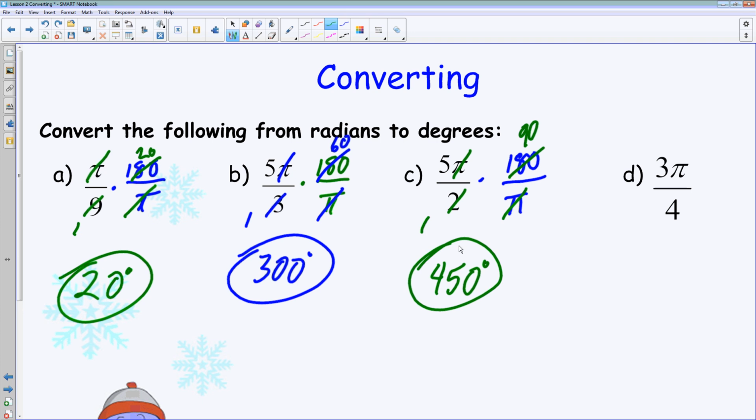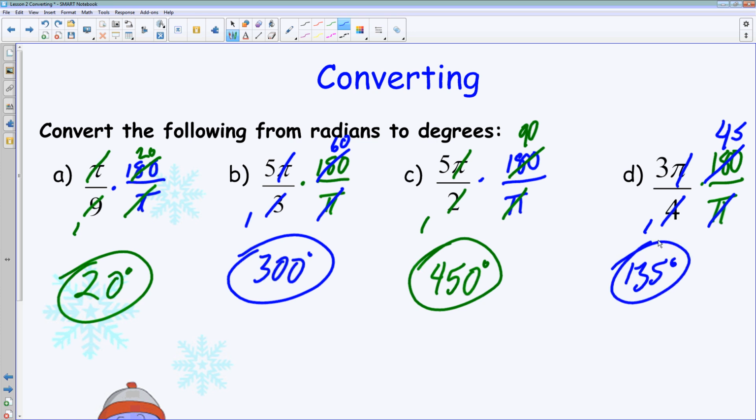And then our final one for this type. Again, we're just multiplying by 180 over pi. The pi's cancel. And then 180 is divisible by 4. So we're left with 45. So my numerator becomes 3 times 45, which is 135 degrees.